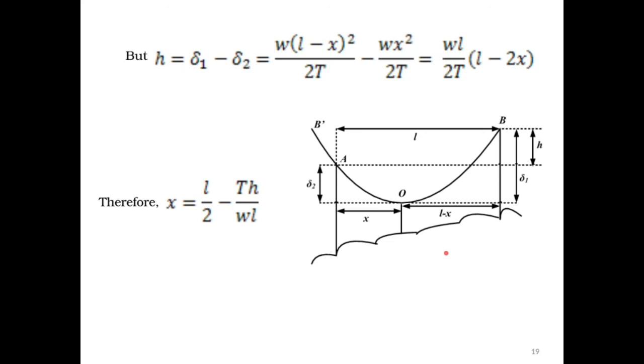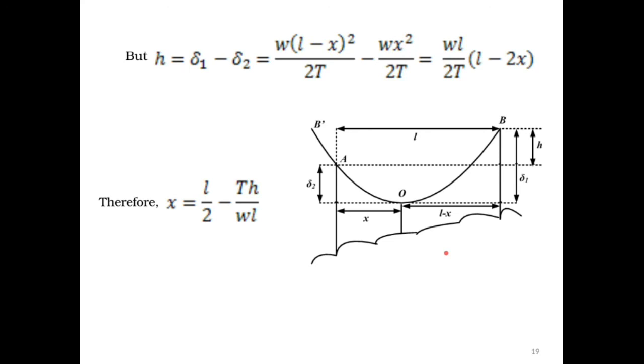Now we should come back to the diagram or the figure. If X is equal to 0, what does that mean now? We always need to remember one thing. We deal with equations, we deal with physical systems. We deal with physical systems, we go back to equations. That is what we do in science and engineering. So we got an equation that X is equal to L over 2 minus TH over WL, and X is equal to 0. And we go back to the physical system to see what that means now.